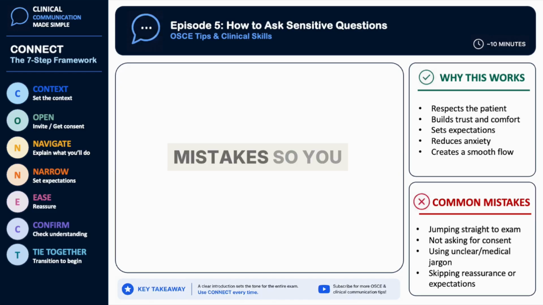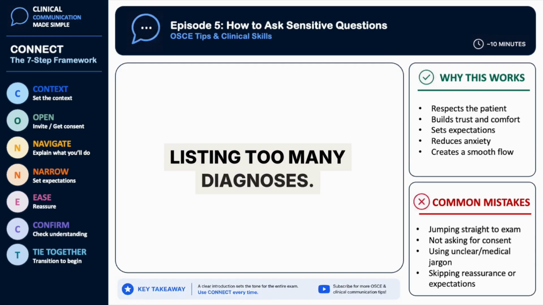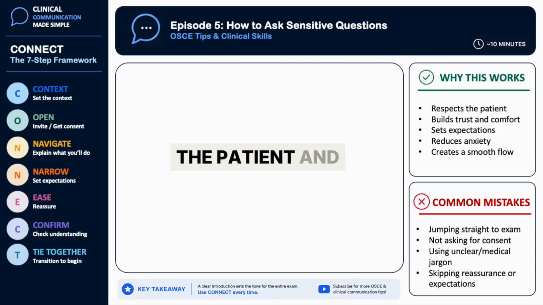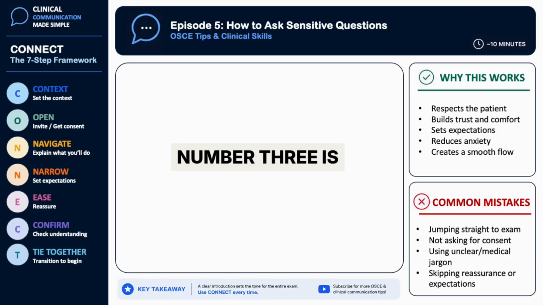Let's review some common mistakes so you can hopefully avoid them. Number 1 is listing too many diagnoses. This overwhelms the patient and makes you sound unsure. Stick to your top 2 or 3. Number 2 is using too much medical jargon. If the patient doesn't understand, this really doesn't help anything. Number 3 is sounding uncertain. Try to avoid phrases like, I'm not really sure, it could be anything. Even if you're still thinking, frame it as a working plan.